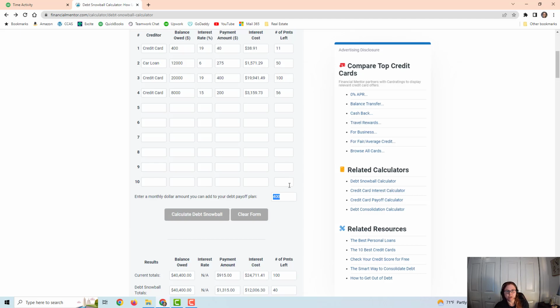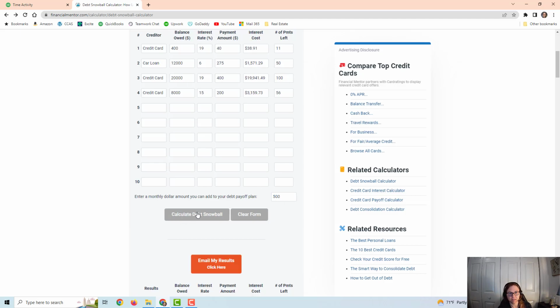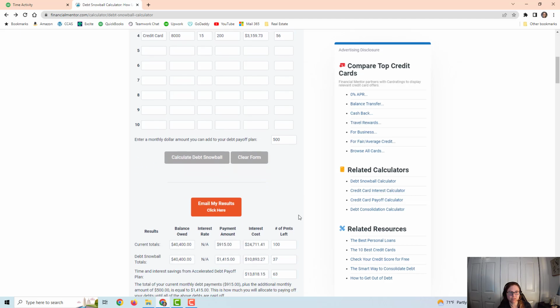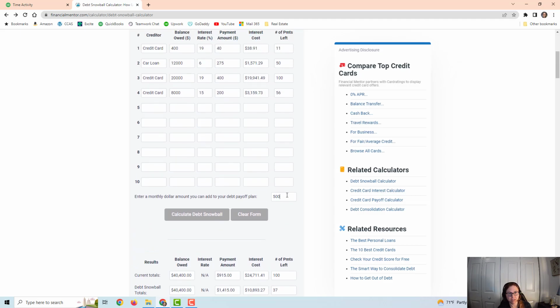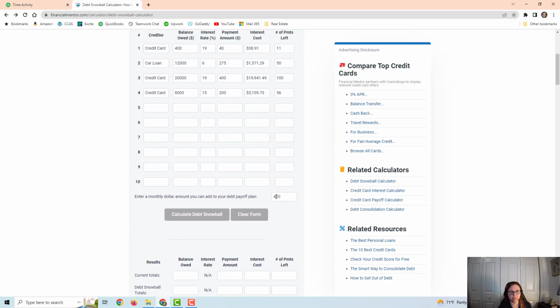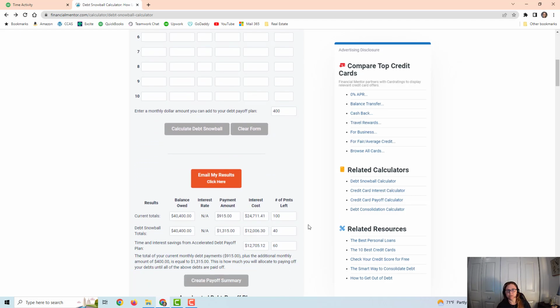So you can put other numbers in here as well to play around with it. Like say you want to put 500 extra a month, that would cut the interest and number of payments down even more significantly. So this is a really good tool to use to see what you can do to make a plan to pay off your debt.